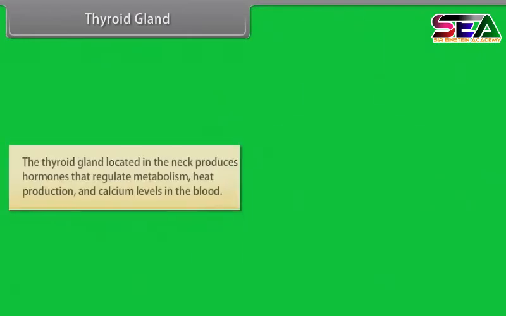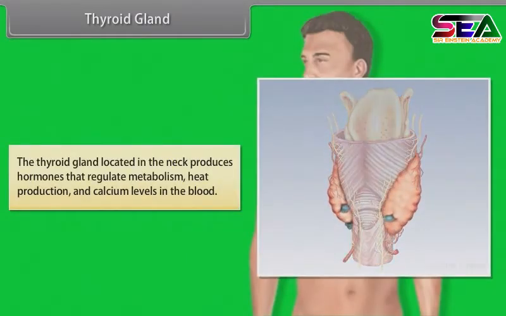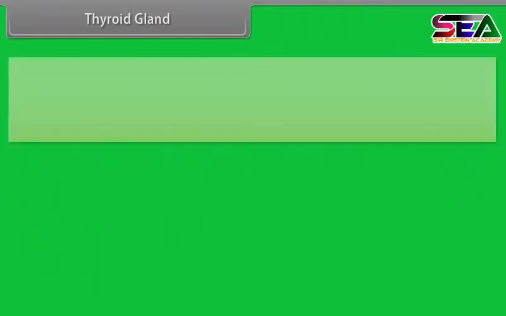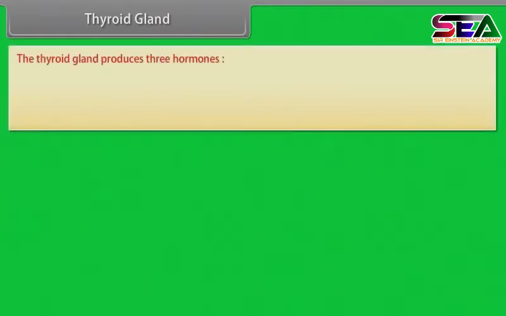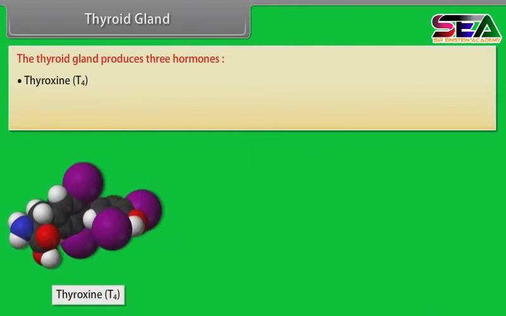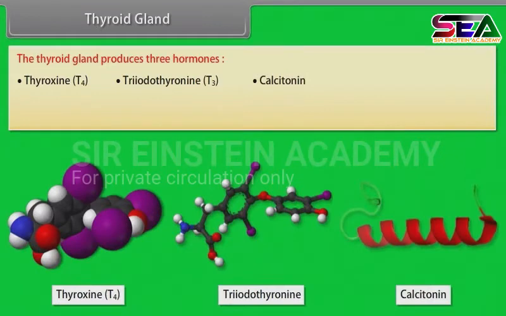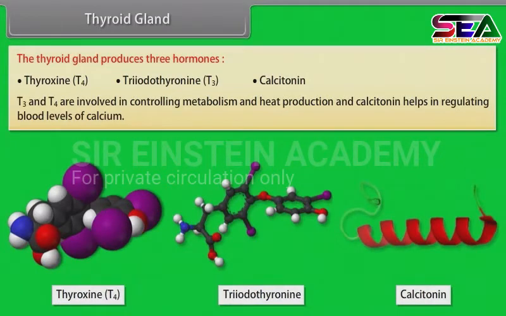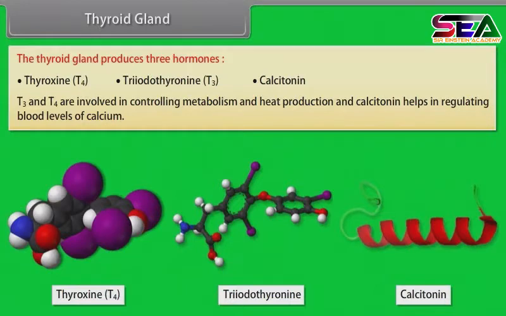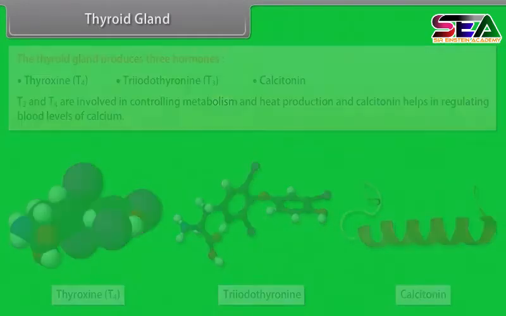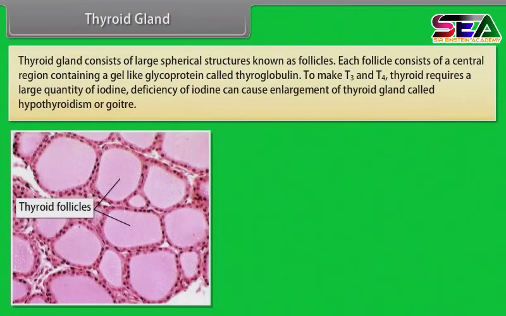Thyroid gland. The thyroid gland located in the neck produces hormones that regulate metabolism, heat production, and calcium levels in the blood. The thyroid gland produces 3 hormones: thyroxine, T4, triiodothyronine, T3, and calcitonin. T3 and T4 are involved in controlling metabolism and heat production, and calcitonin helps in regulating blood levels of calcium.